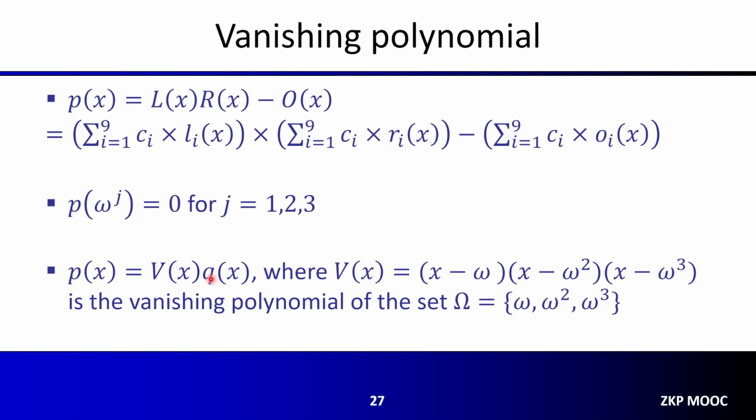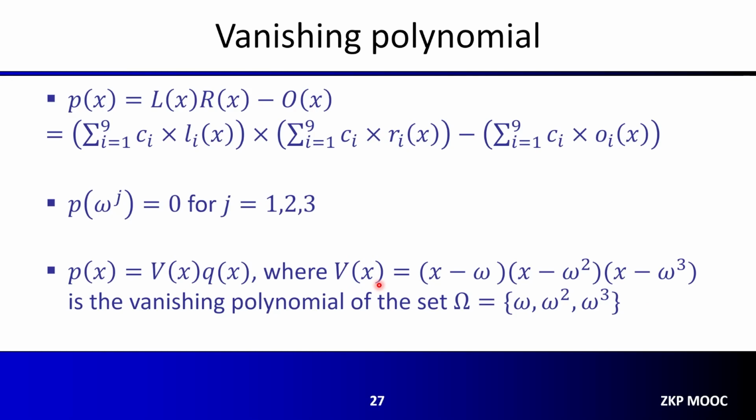So this condition is equivalent to saying that P of x can be written as a product of two polynomials, V of x times the quotient polynomial Q of x, where V of x is the vanishing polynomial, defined as x minus omega times x minus omega squared times x minus omega cubed. And this polynomial evaluates to 0 at all these 3 points in this set, because they are the roots. That is why it is called the vanishing polynomial, because it vanishes to 0 at all elements in this set. So basically, you're just taking the product of x minus each element in the set and multiplying them together. That is the vanishing polynomial of a given set.